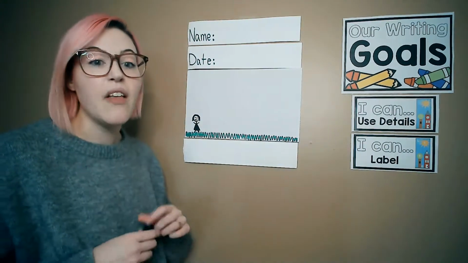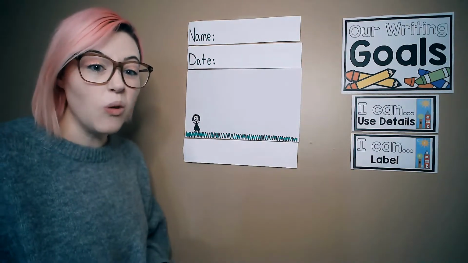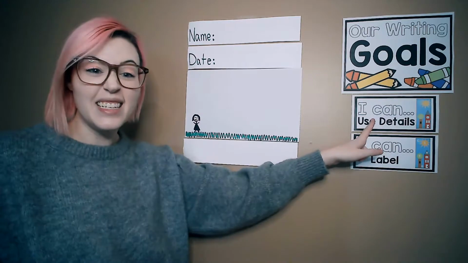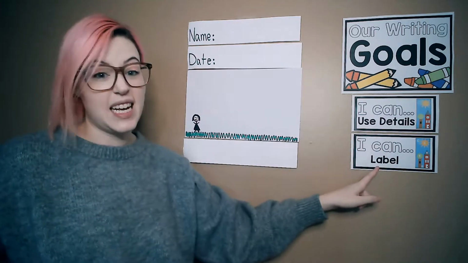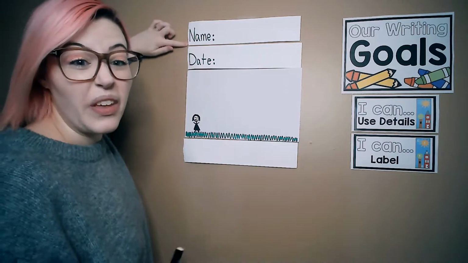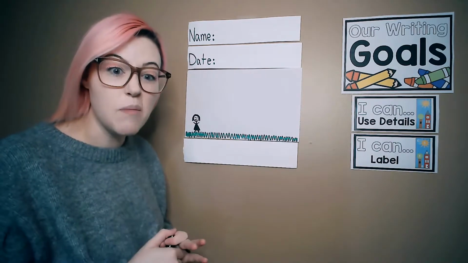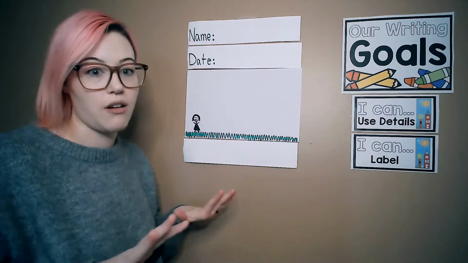So, I want to go back and look at a piece of writing that I wrote. And I don't really know what it's about because I didn't add details. And I definitely didn't add labels. And I forgot a very important thing to do at the top of my paper. So, I forgot to add my name and the date. So, I'm going to start there.